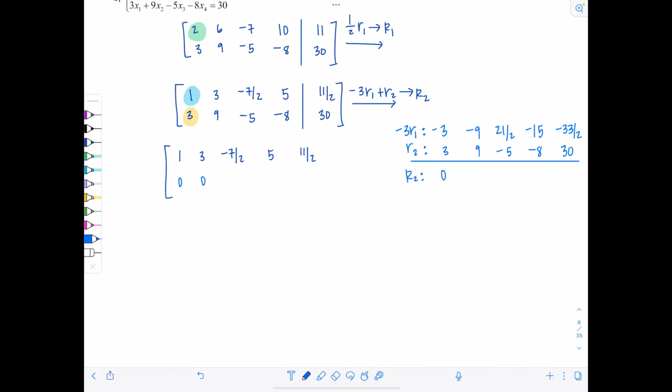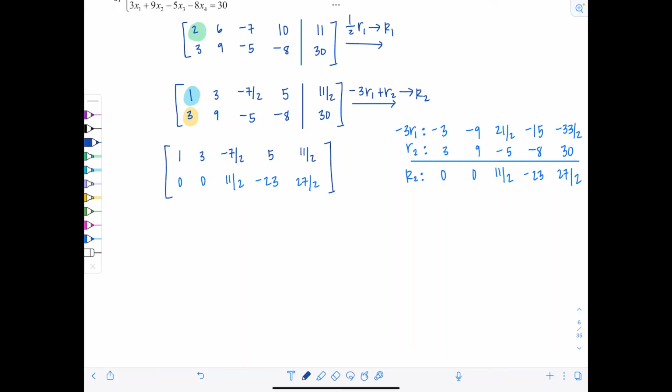So we'll have 0, 0. 21 over 2 minus 5 is 11 over 2. This is negative 23. Negative 33 over 2 plus 60 over 2 is 27 over 2. Okay, so there's my new row 2. Yeah, that was a dangerous one. And 27 over 2. Beautiful.